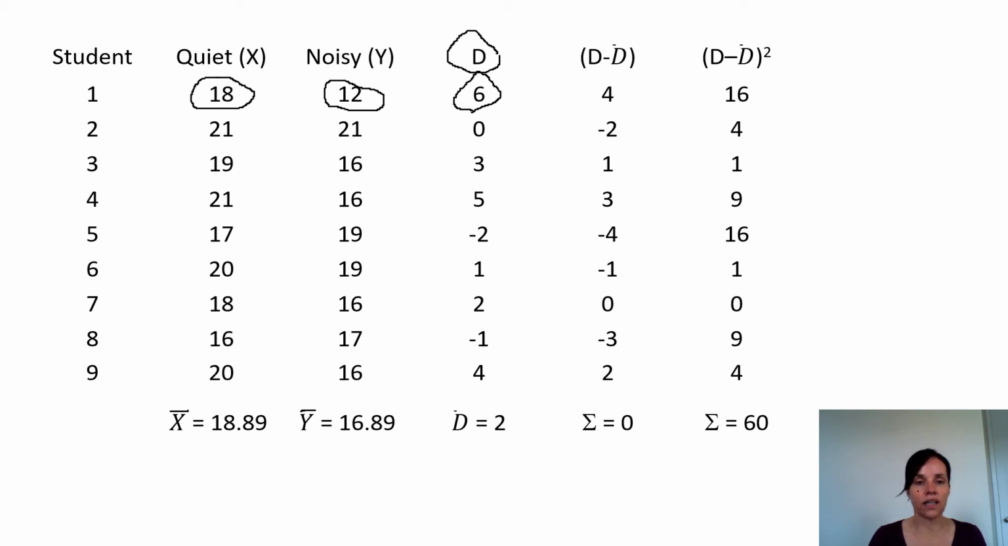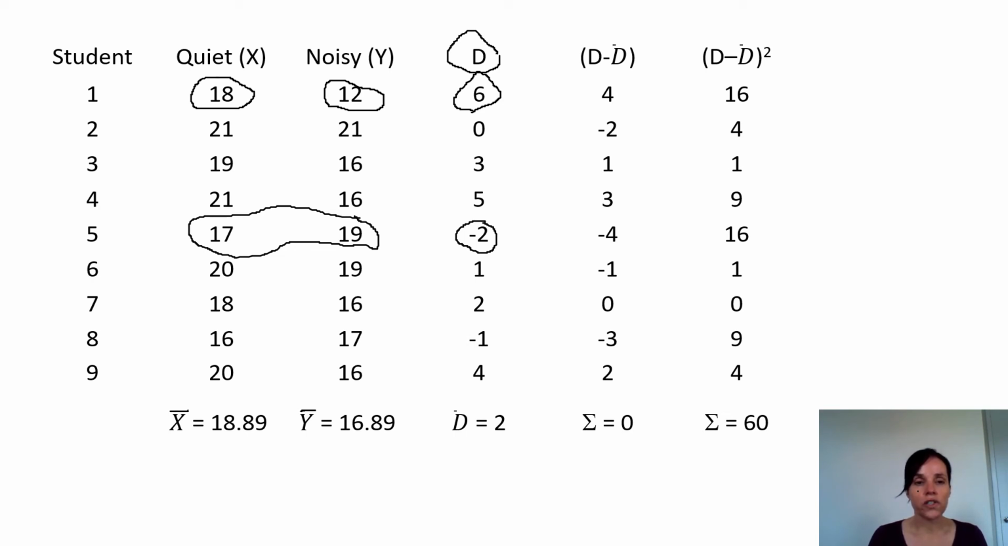19 minus 16. For student number 4, their difference score is 5. 21 minus 16. For student number 5, the X score is 17 and the Y score is 19. 17 minus 19 is -2. This is our first negative difference score.